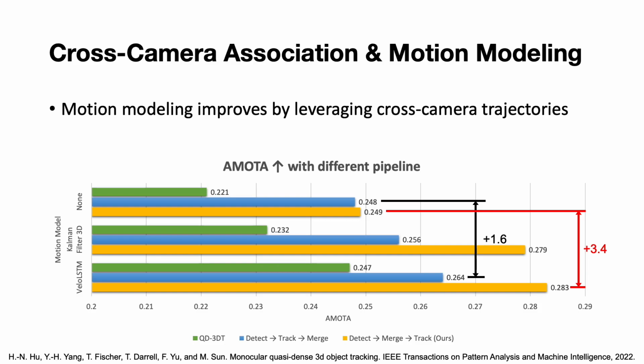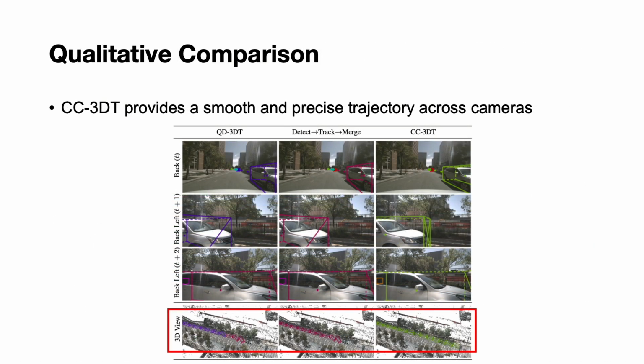Further, our ablation study shows that motion modeling improves by leveraging cross-camera trajectories. We observe a higher gain in AMOTA when using a motion model versus using none compared to naive merging. The visualization of the results shows that our CC-3DT provides a smooth and precise trajectory across cameras, while the baselines struggle with a car moving across cameras.